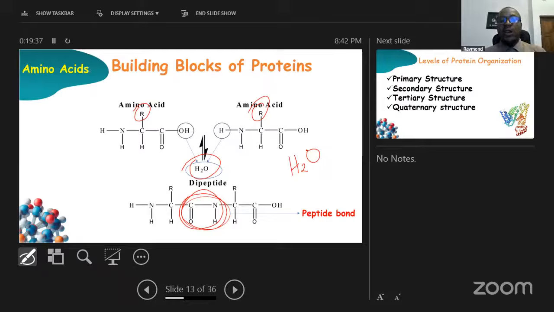So when they form together, they form the peptide bond. Now this is just two amino acids, so it will be called a dipeptide. If we have another amino acid joined to this hydroxy group here, it becomes a tripeptide. If we have another one, it becomes a tetrapeptide. If we have 5, it becomes a pentapeptide. If we have so many, it becomes a polypeptide. Either I'll call it a polypeptide or call it a protein.